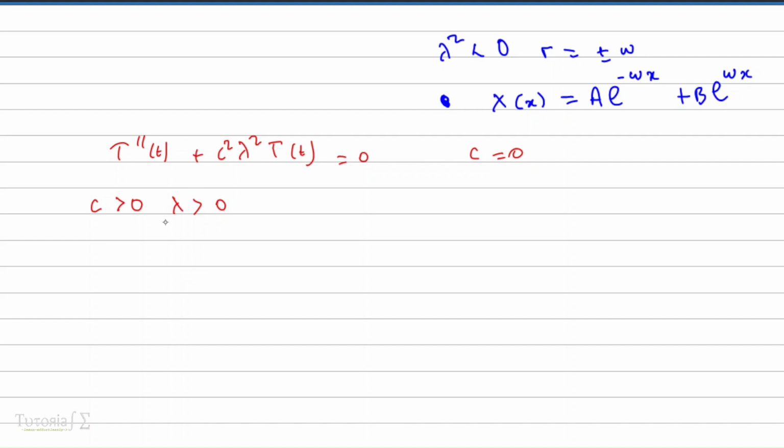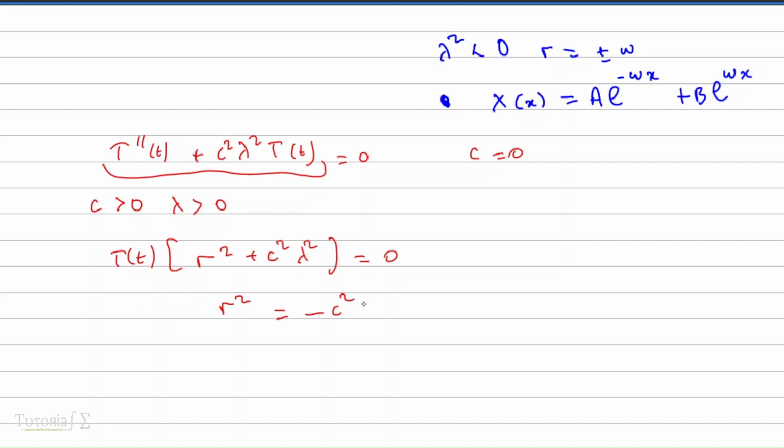C greater than 0 and lambda greater than 0. So again, we change this to an eigenvalue problem where there is double prime. We factor out T of t, and remain with r squared plus c squared lambda squared, which goes to 0. So again, same thing: r squared is equal to negative c squared lambda squared.